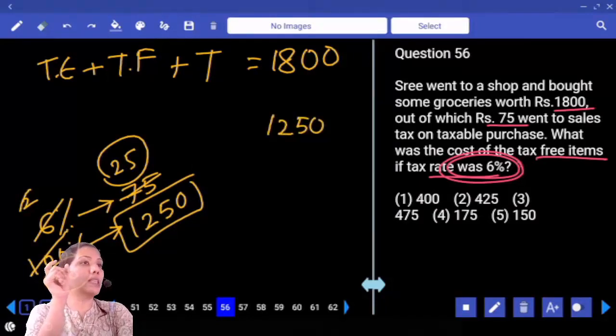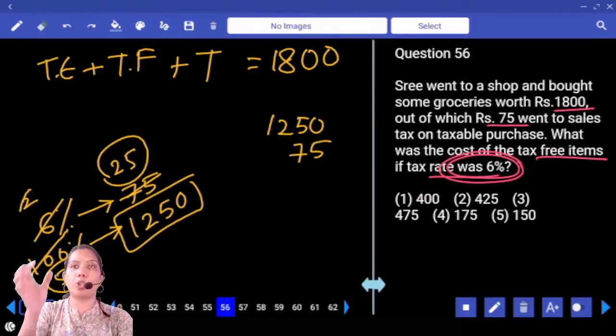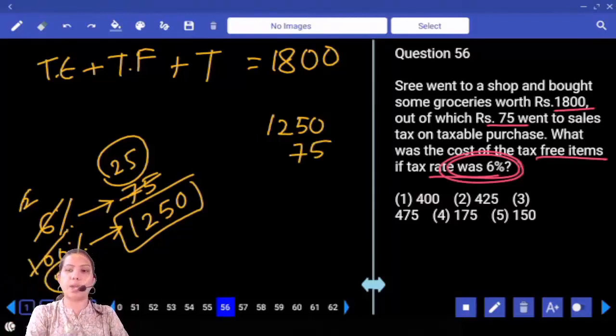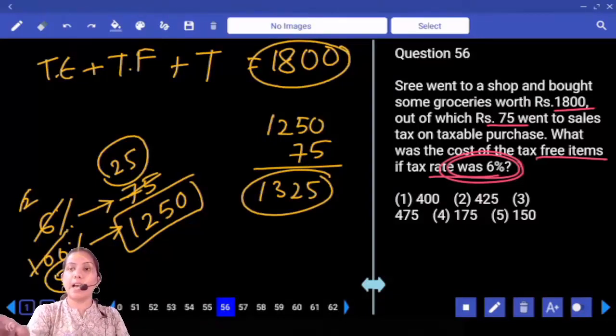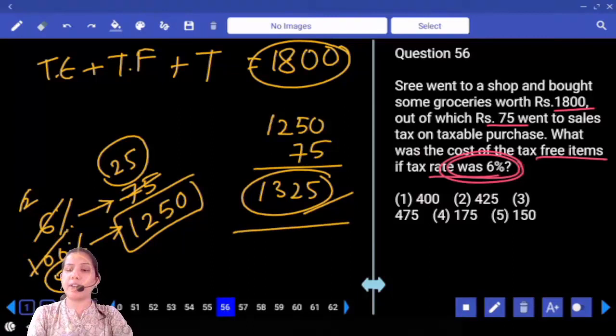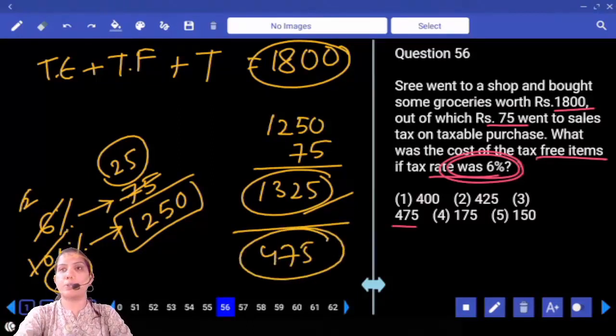And he paid 75 as tax too. So taxable items plus tax together is equal to 1325. Total amount he spent is 1800. Out of 1800, 1325 is the taxable item plus tax. Then what is tax free? 1800 minus 1325 is equal to 475, that is the third option.